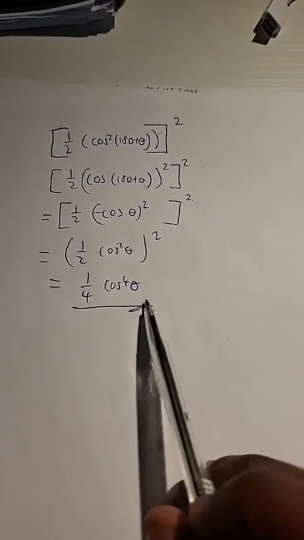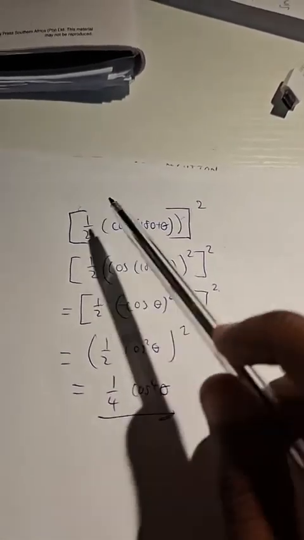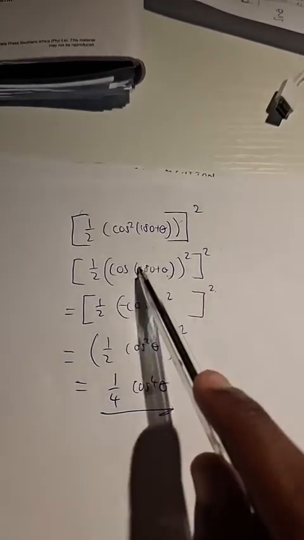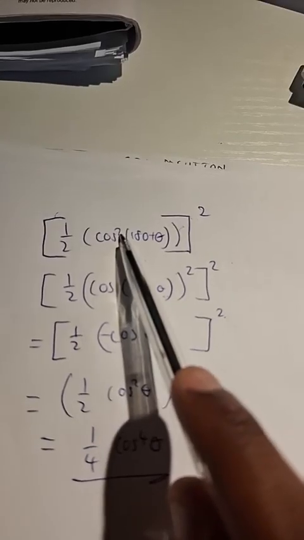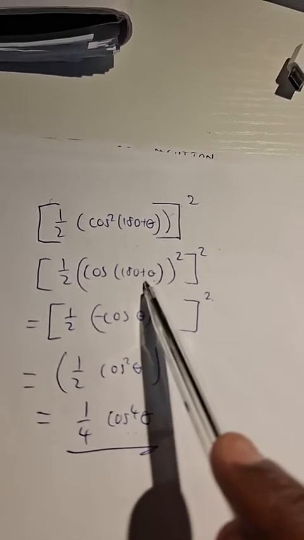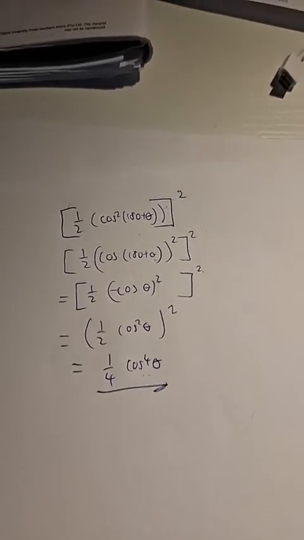So this is what I mean: this one will affect everything because there's a square over everything. But this cos squared, when I open the bracket to put it outside, only affects the trig ratio. The most important thing here is to understand that the exponent that is relevant to the trig ratio will only affect the trig ratio.